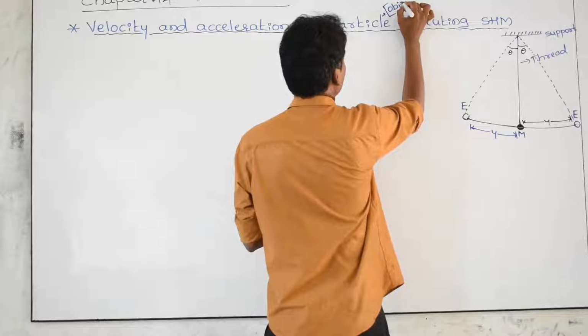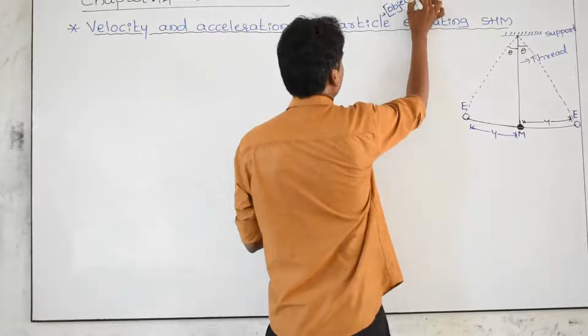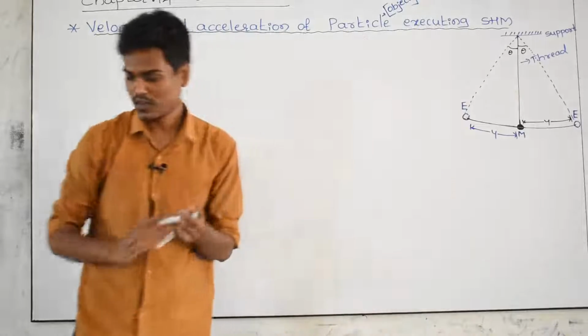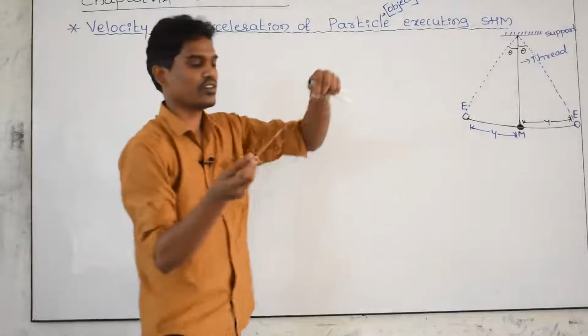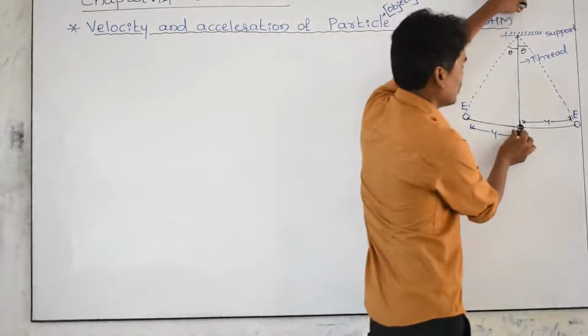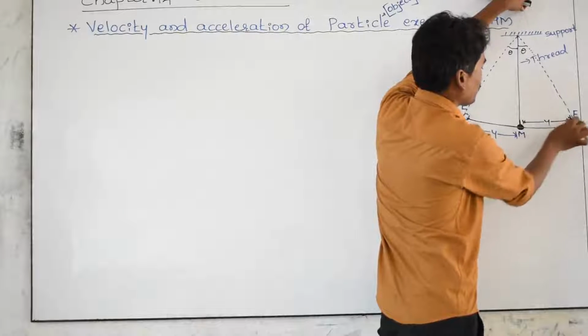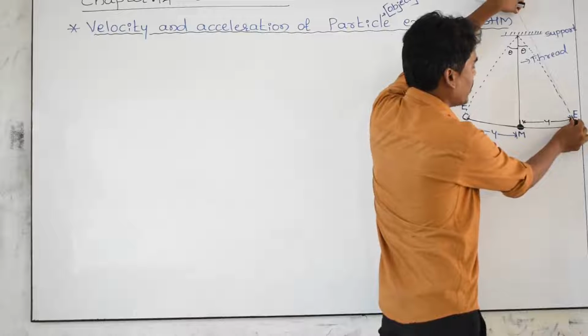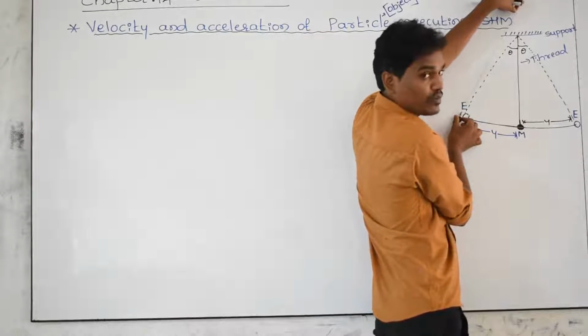Imagine the particle is nothing but an object. Where is the object? That is the object. This is the object executing simple harmonic motion. And now take this as an example. Same, this is a thread, and now it is executing a simple harmonic motion. This is the mean point, this is an extreme point, and this is also an extreme point.